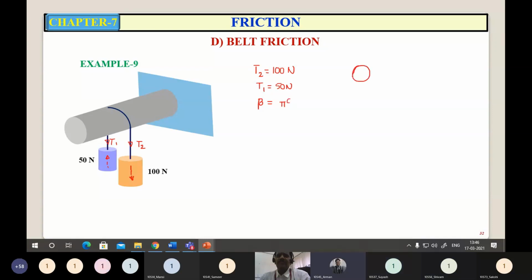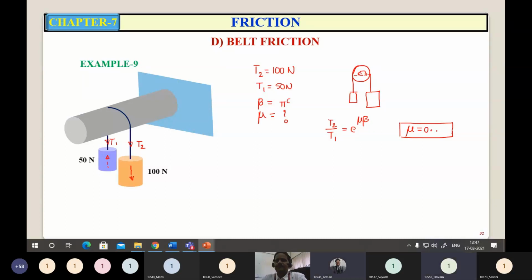So if you see from the front, this is the 50 Newton cylinder and the 100 Newton cylinder. So the lap angle is pi radians, and the coefficient of friction is to be found. Using that relation, T2 upon T1 is equal to e raised to mu beta. You can find out mu. That is 0.22.